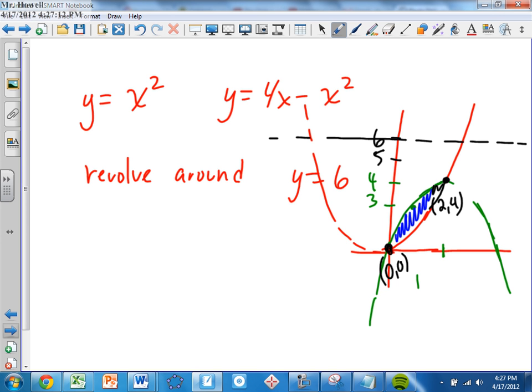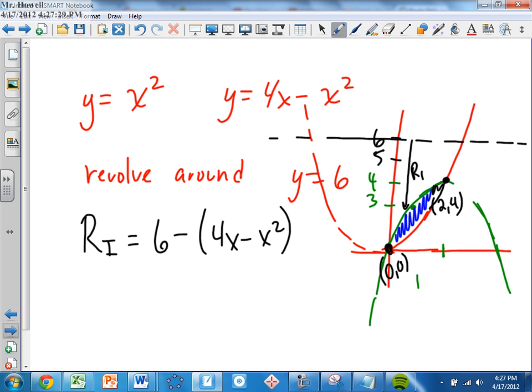So if I want to know what the inner radius is, I can do this. Inner radius is 6 minus 4x minus x squared. Awesome work. How do you know that? Oh, because it said it was 6.